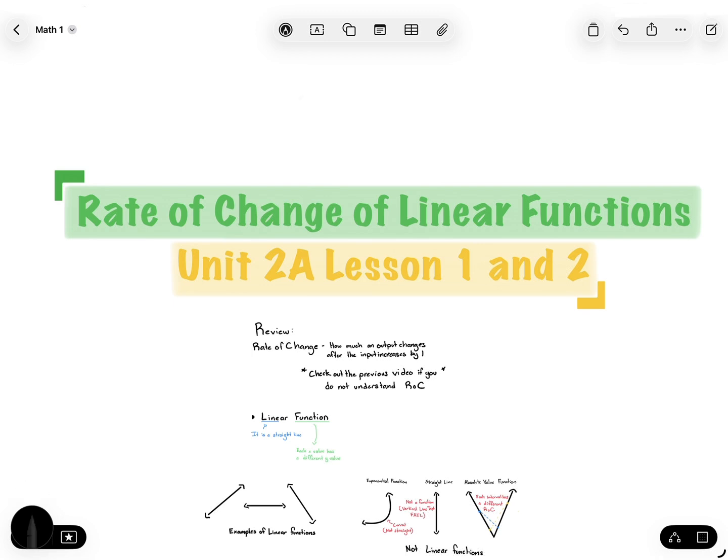This is Unit 2A, Lesson 1 and 2 of Algebra 1 Honors or Integrated Math 1 Honors: rate of change of linear functions, and identifying slope from points, tables, graphs, and equations.